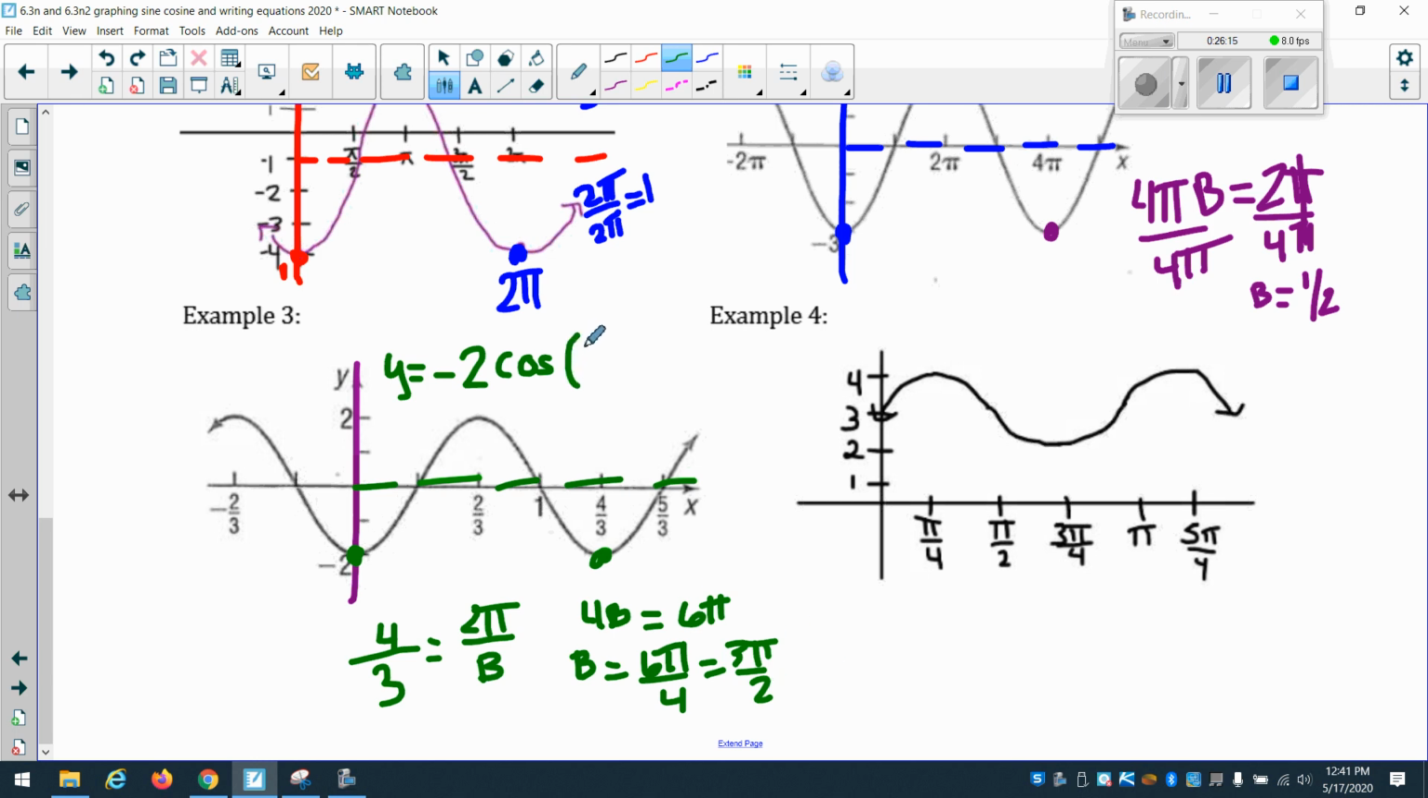So we have 3 pi over 2 x, and our midline is just 0. So that would be your equation for example 3. Okay, so for example 4, if we start at the y-axis again, this is where it's starting, not at the maximum. It's actually at the middle, which is our midline. So therefore, this is a sine graph.